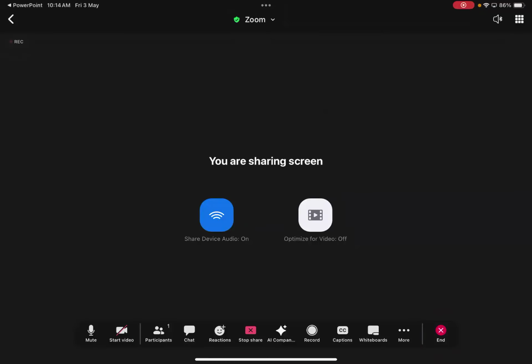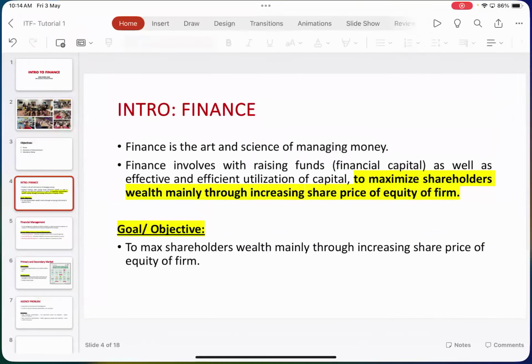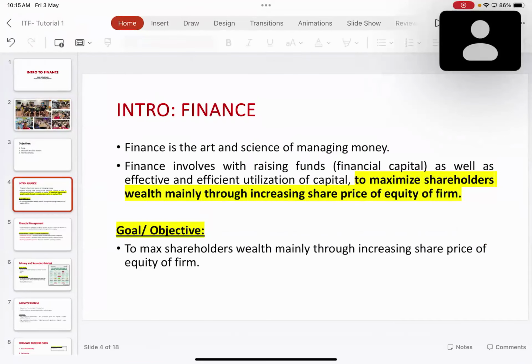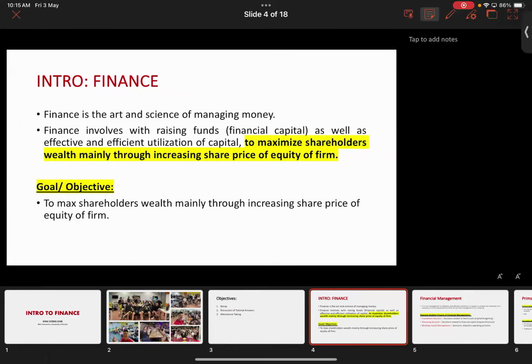Okay, so for today's first lesson, it will be on the introductory session. Same thing as before, we are going to do a recap first, followed by tutorial questions. So you can have a look into your materials, into your slides. We are talking about finance. The first thing that you need to know is the goals of finance.